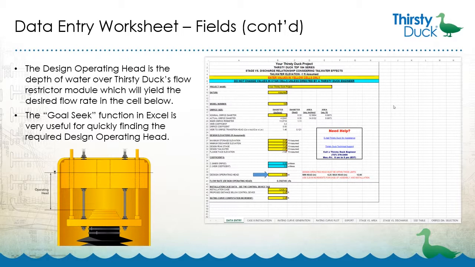Thirsty Duck recommends rounding the operating head to the nearest 1/4 inch in the English version of the design tool and 5 mm in the metric version.